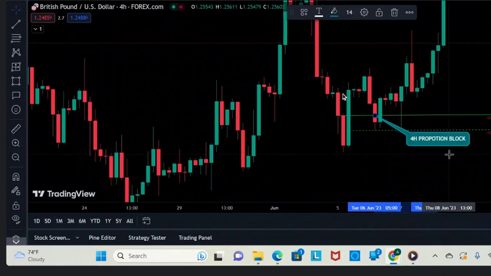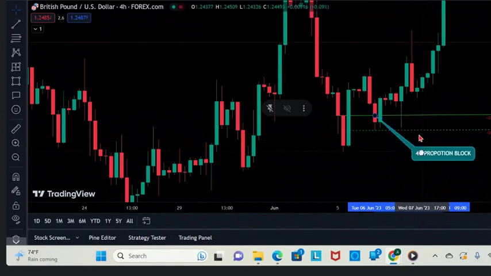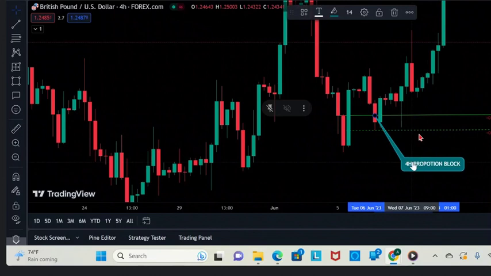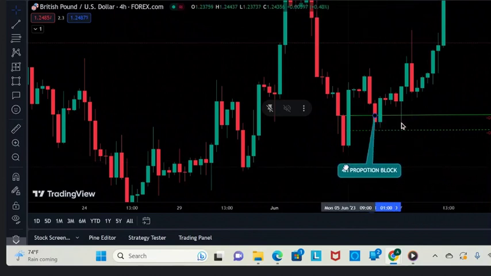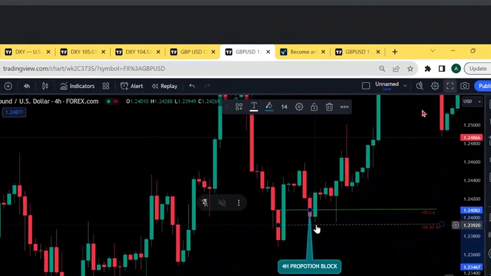And even when price came back down on that green candle right there, it still respected the mean threshold. Move that propulsion block label up so you can see what I'm talking about with that green candle. You see that long wick, how it came back down there? It still respected the mean threshold, and that's why you see that huge push up.